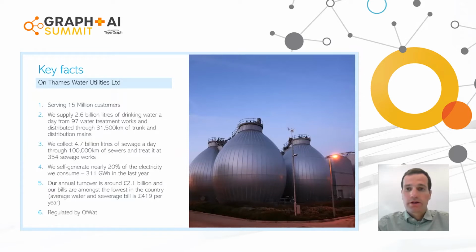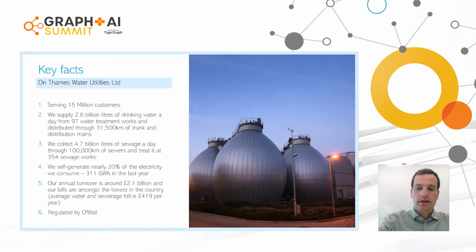We are a large utilities and asset firm in the UK. We serve about 15 million customers, and we've got a lot of different types of assets, network assets and so on. I won't go through all of the stats that are on this slide. You can read those at your leisure, but some key points are we are regulated by Ofwat as a regulated business, and we've got a lot of network assets. It's a very important point when we're talking about digital twins.